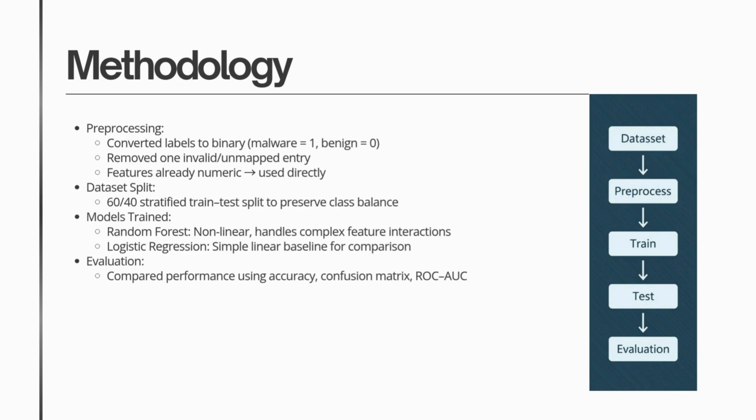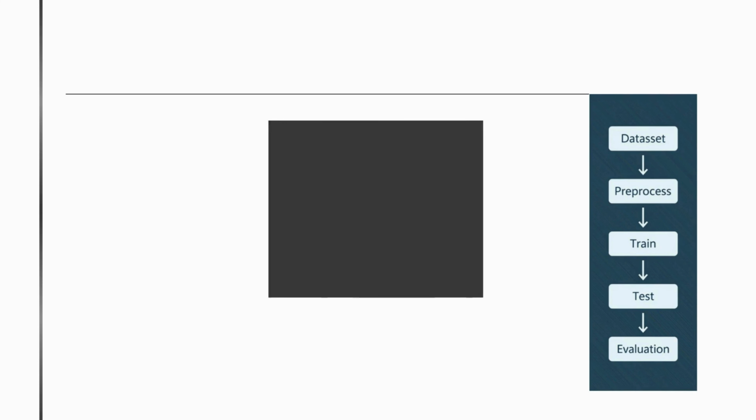Methodology. The preprocessing started by converting labels into binary form, malware as 1 and benign as 0. One invalid entry was removed and no additional cleaning was required because the features were already numeric. The dataset was split into training and testing sets using a 60 to 40 stratified split, preserving the natural imbalance. Two supervised machine learning models were trained: random forest, which can capture complex nonlinear interactions between features, and logistic regression, used as a simpler linear baseline for comparison. Both models were evaluated on the same held-out test set to ensure fairness.